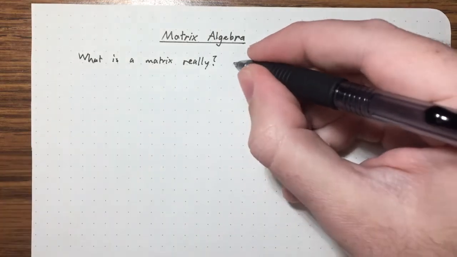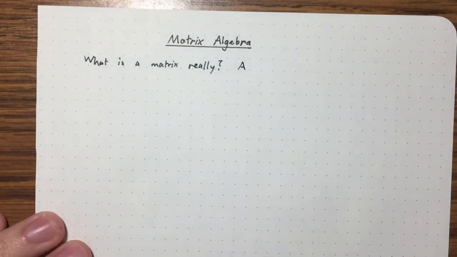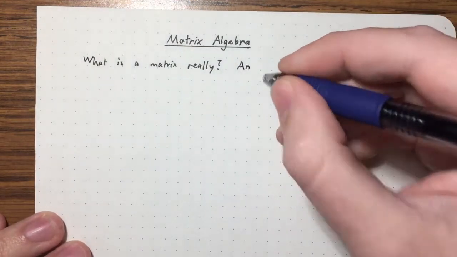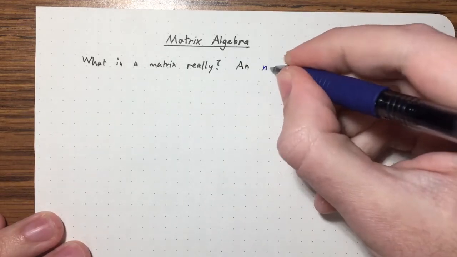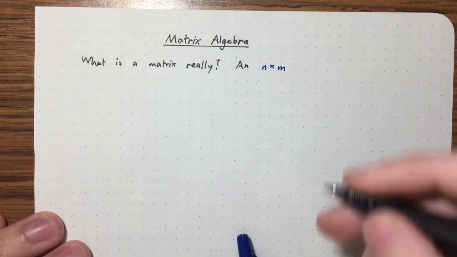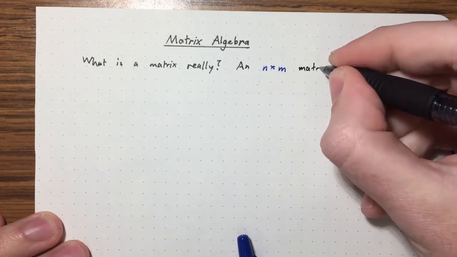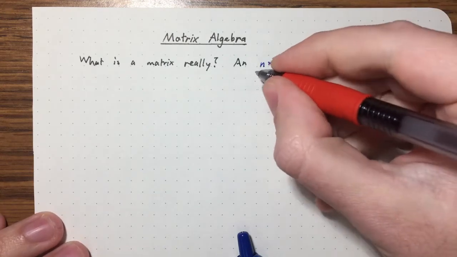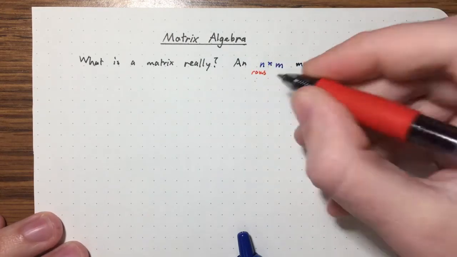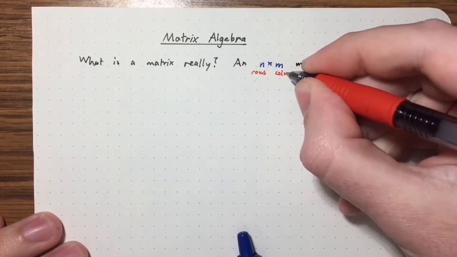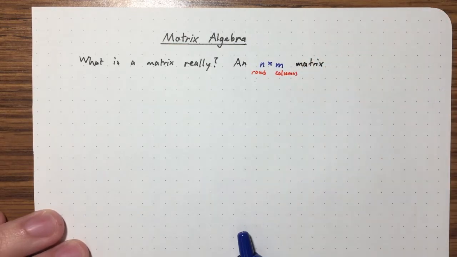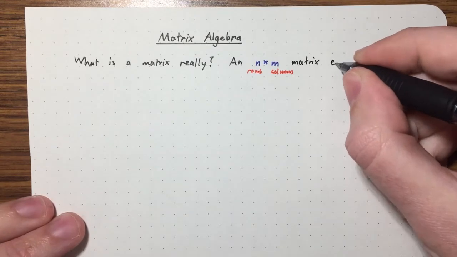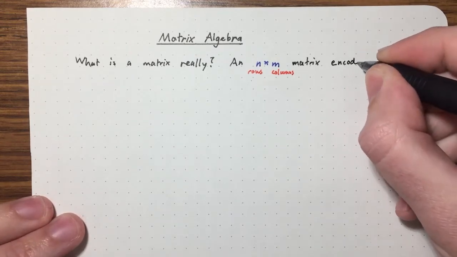And so here's how I think about a matrix. An n by m matrix. So these are the dimensions of the matrix, but which one is which? The first one signifies the number of rows, and the second number signifies the number of columns. Okay. So an n by m matrix encodes a linear transformation.